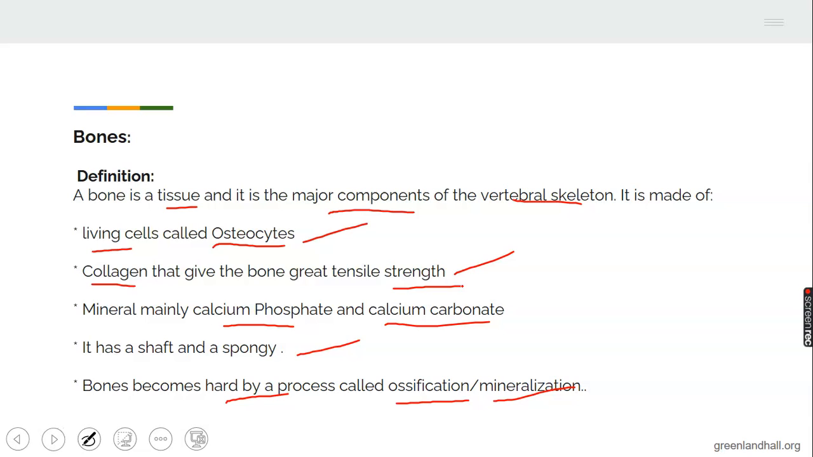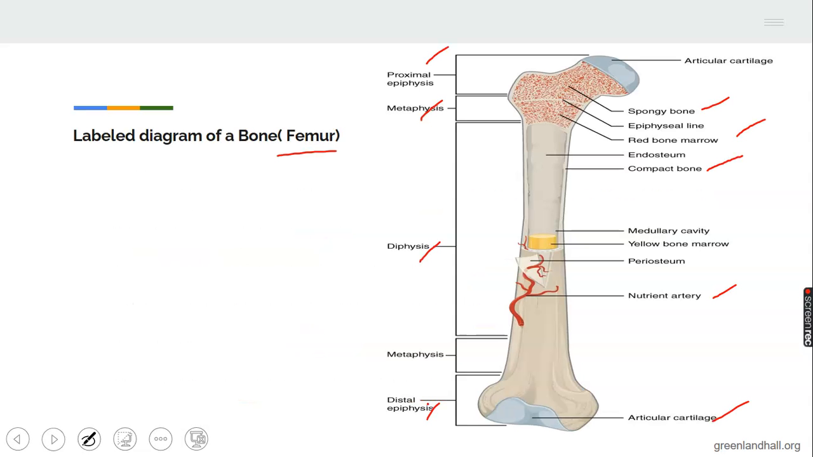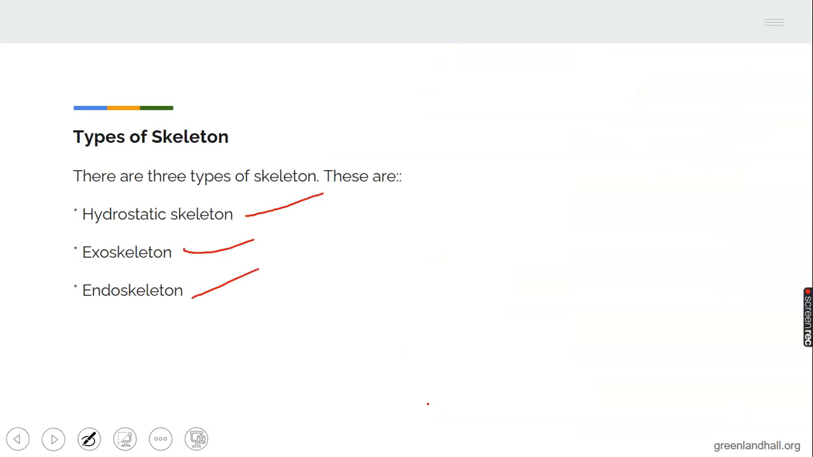Bone is also spongy in nature, and it has a shaft in between. Bones can be hardened by a process called ossification or mineralization. That is, bones become hard by ossification. That is the diagram of the femur bone. We are to study, learn how to draw properly, and label.